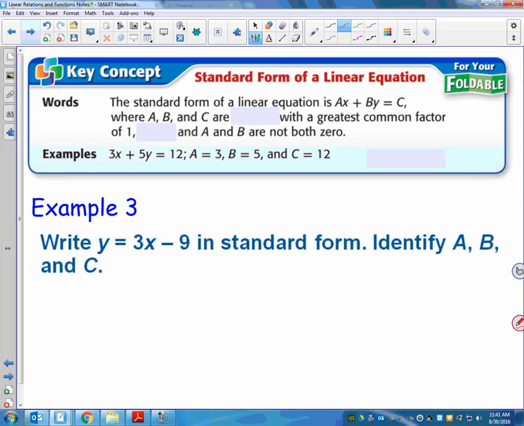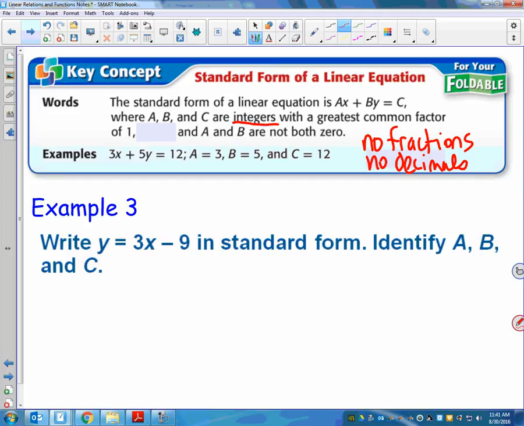One rule is that a, b, and c have to be integers. So that means when you have something in standard form, you can have no fractions and no decimals. So you have to use some algebra knowledge if you see a decimal or fraction. You have to multiply by the denominator, or multiply to get rid of your decimal, because it's not in standard form if that's in there.